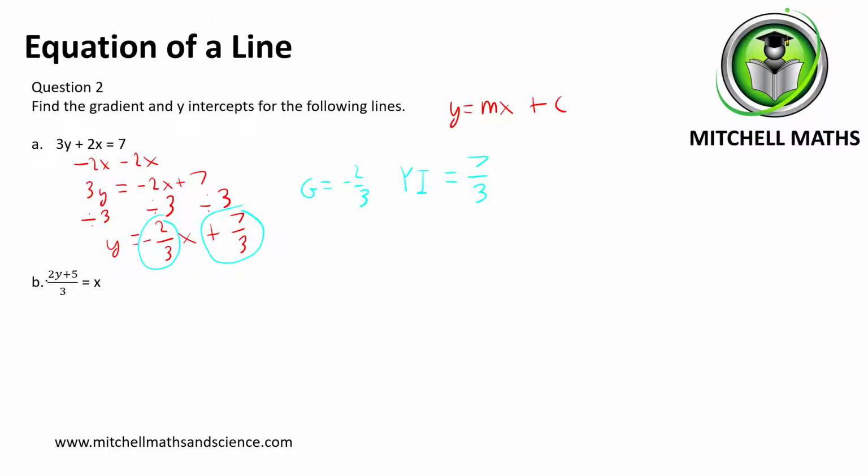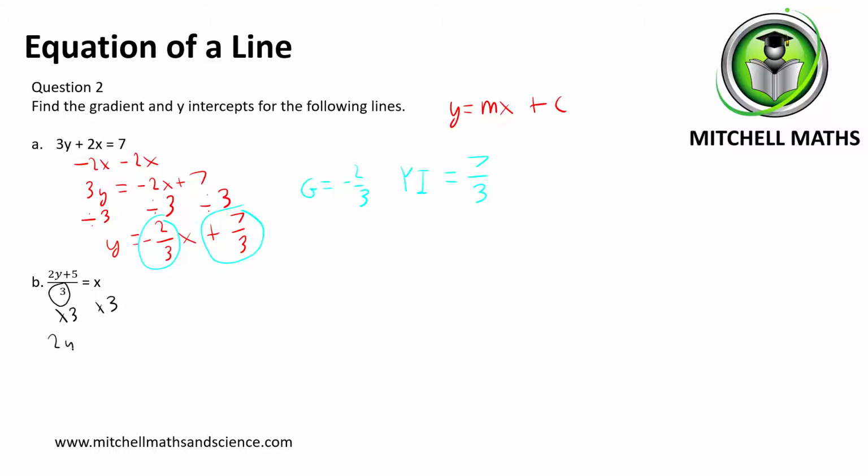Right, on to part B. This one's, we've got (2y + 5)/3 = x. Well, first of all, I'm going to want to get rid of the fraction, so I need to get rid of this thing on the bottom. Well, fractions mean the top divided by the bottom. The opposite of division is multiplication. Therefore, I'm going to need to multiply both sides by 3.